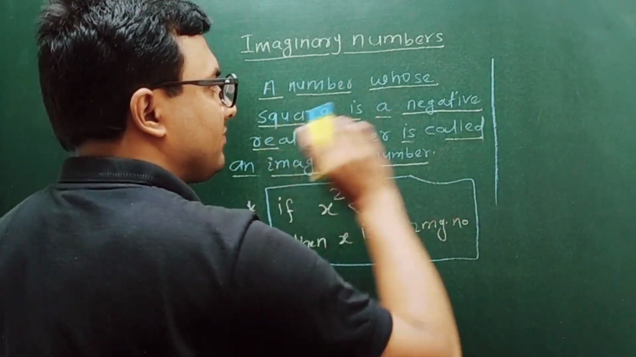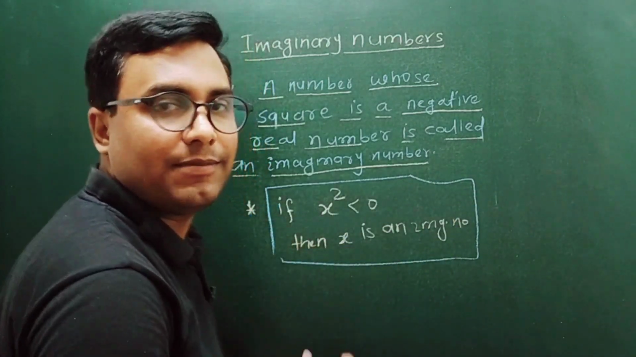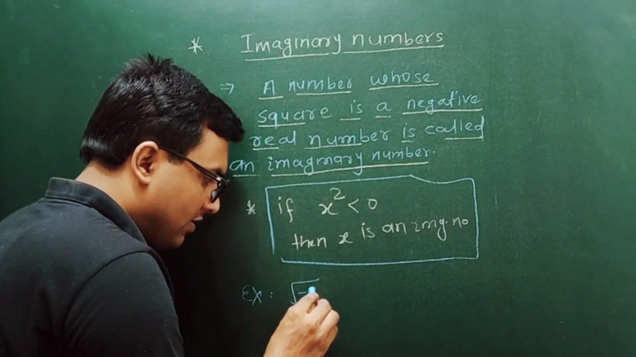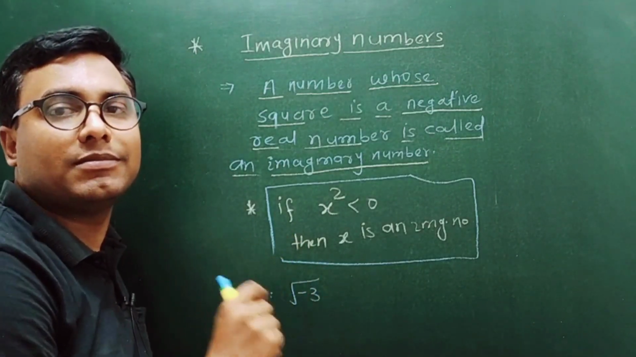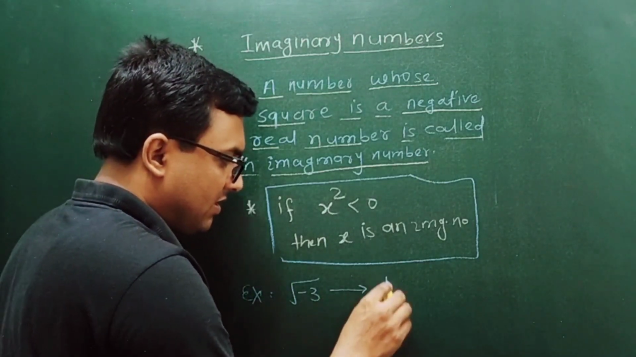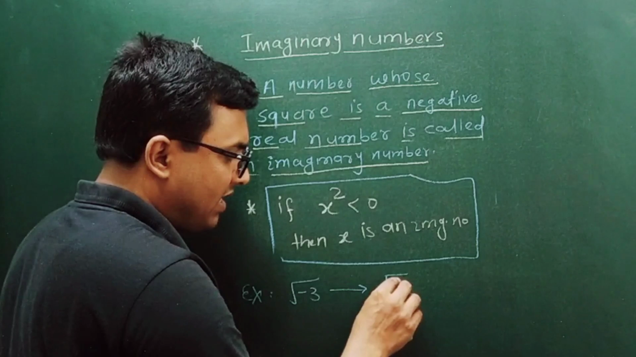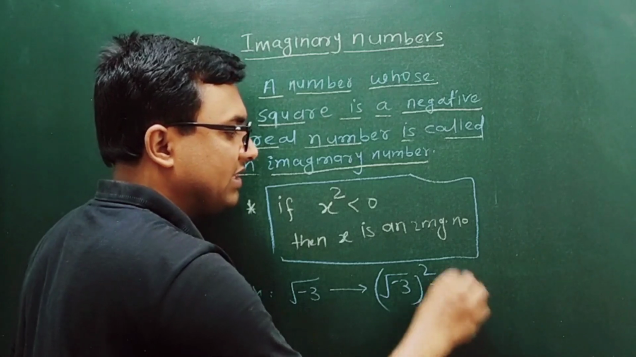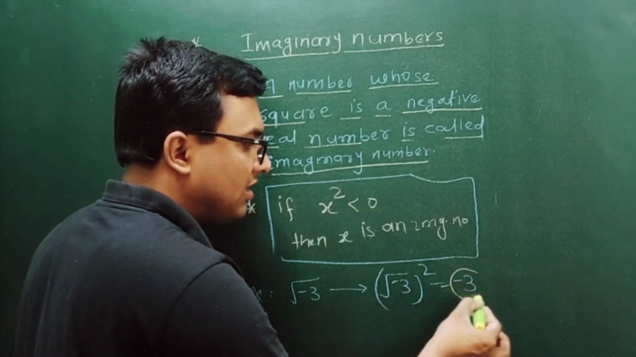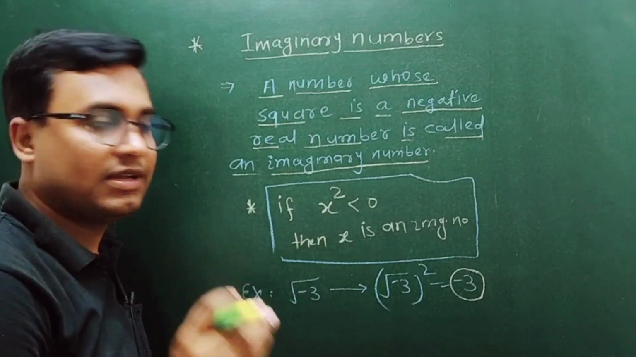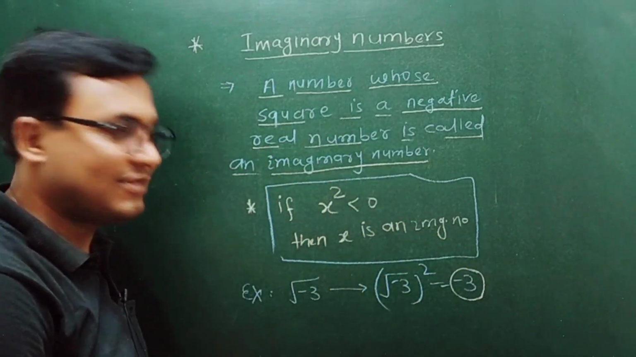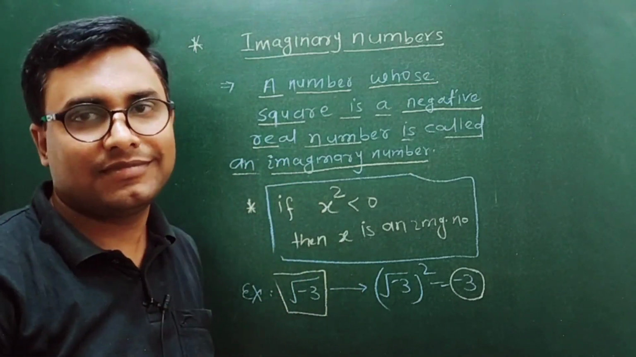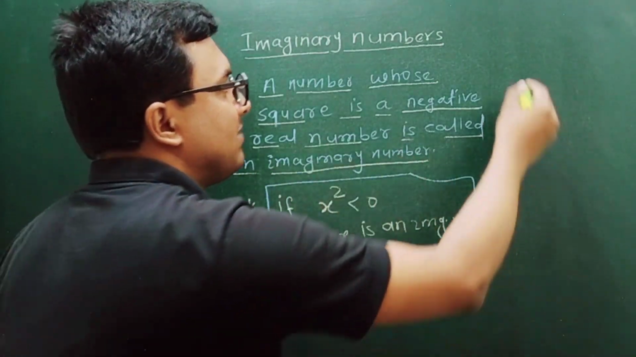As an example, root under minus 3 is an imaginary number. Why? Because when we square root under minus 3, we get minus 3. Minus 3 is a real number but in the negative form. Minus 3 is a negative real number. So root under minus 3 is an imaginary number. Right?